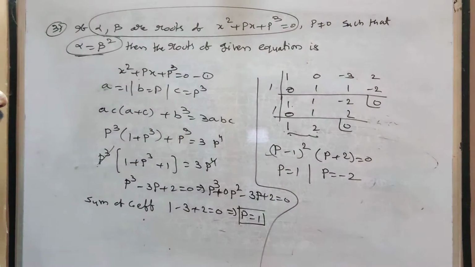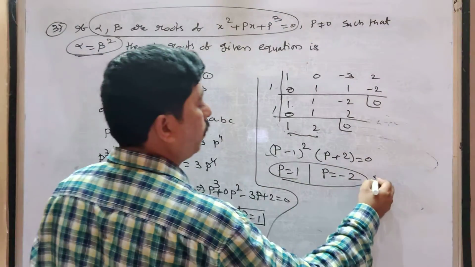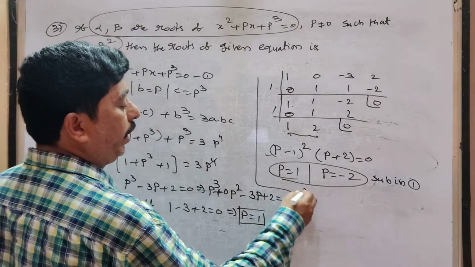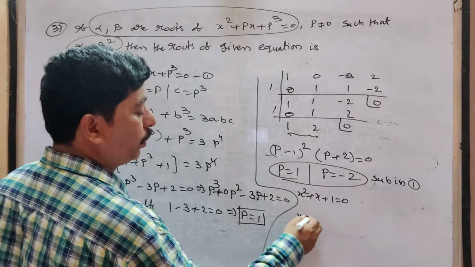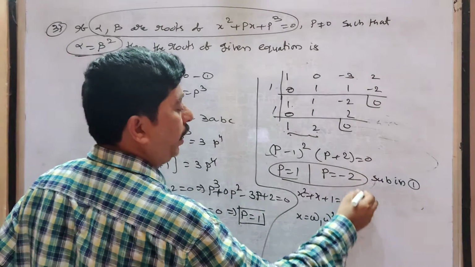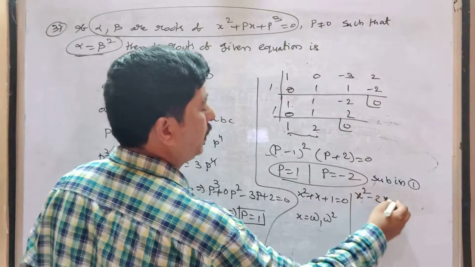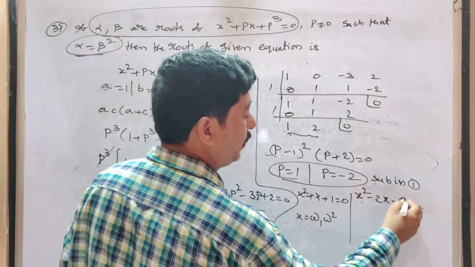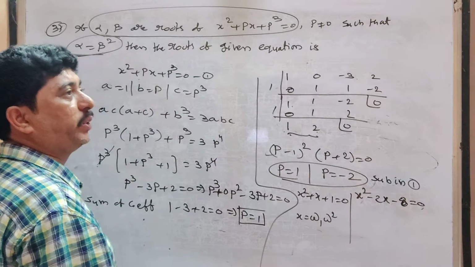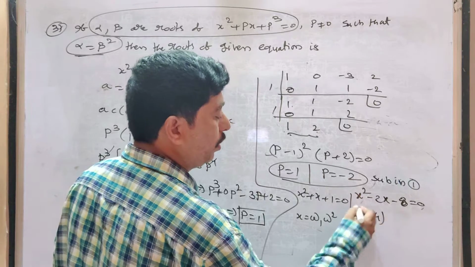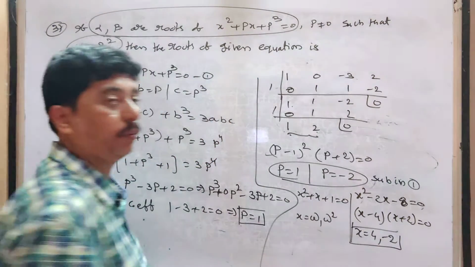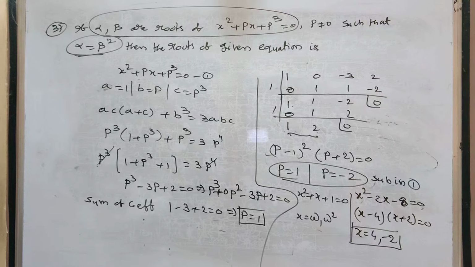If we take p value is 1, substitute in the equation. P equal to 1 means we get the equation x square plus x plus 1 equal to 0. This equation has roots x equal to omega comma omega square. P value minus 2 you have to substitute in this equation. We get x square minus 2x minus 8. Do the factorization. 1 into minus 8 is minus 8. Factor summation minus 2, that means 4 into 2. So x minus 4 into x plus 2. X equal to 4 comma minus 2 are the roots. Check the solution.